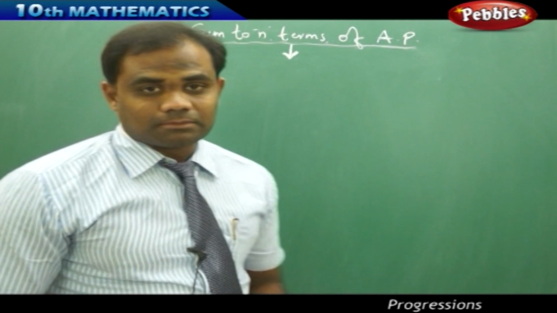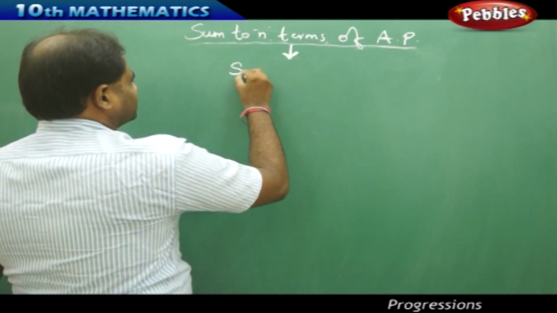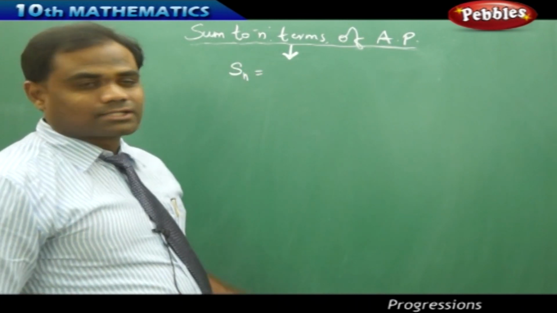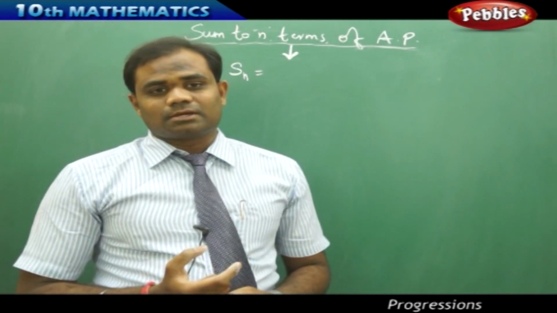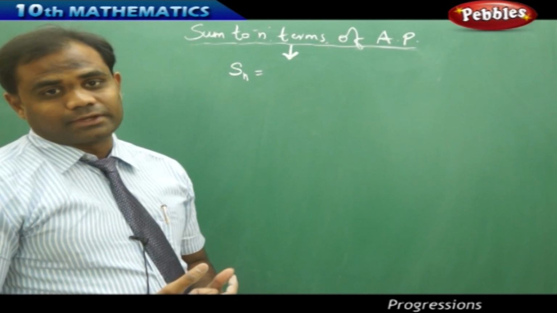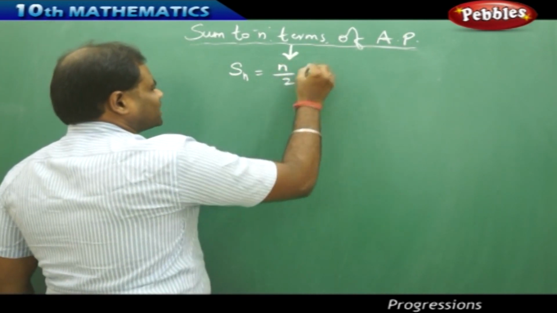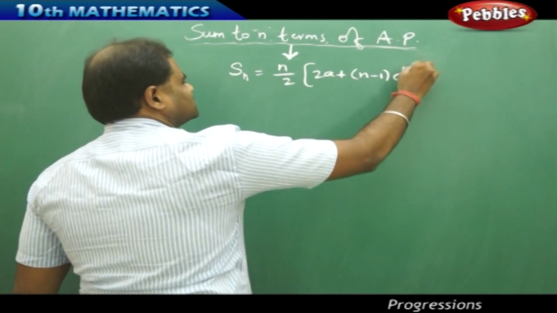So the sum to n terms of an AP, which I have generally derived here, is generally denoted with Sn or S, because Sn stands for the sum to n terms. If I say S5, it denotes the sum of the first 5 terms. If I say S3, the sum of the first 3 terms, etc. So the derived formula was n by 2 times (2a plus (n minus 1) times d).